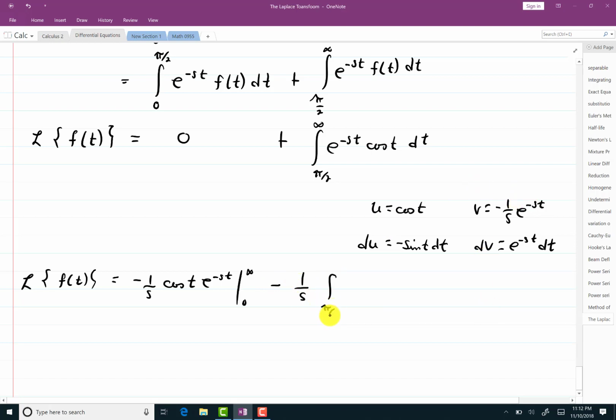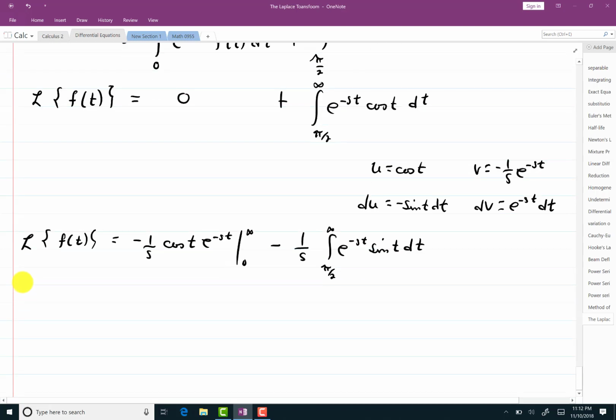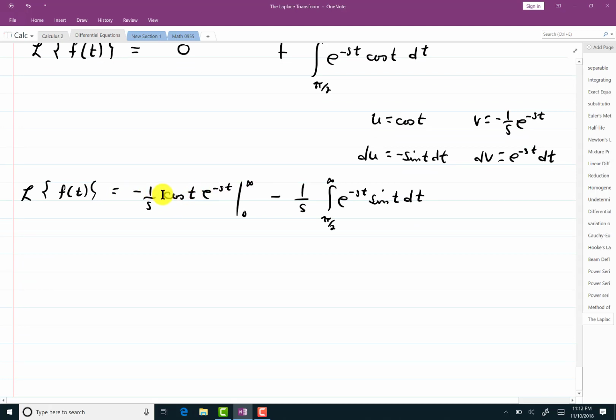Integral from pi over 2 to infinity, e to the negative st times sine of t dt. Of course, as t goes to infinity, I get 0, but I can plug in the 0 to get 1 over s. And integration by parts comes to the rescue again.